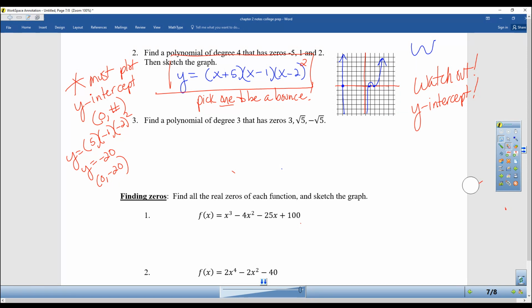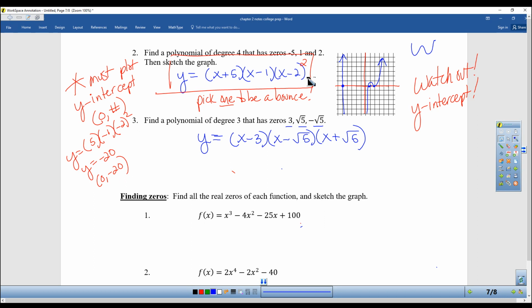All right, ready for this to get just a little bit harder? So degree 3, oh good, and they told me all 3 zeros. So y is equal to x minus 3 times x minus the square root of 5 times x plus the square root of 5. So I've made a big deal about telling you that you don't have to multiply this out. Right? You're going to spend all day. You do not want to multiply this out unless you have a square root.